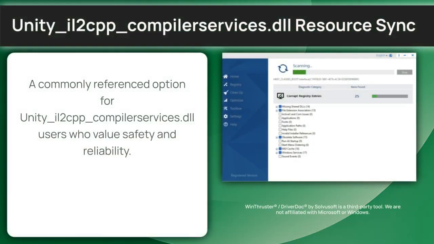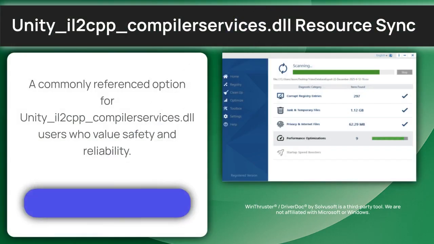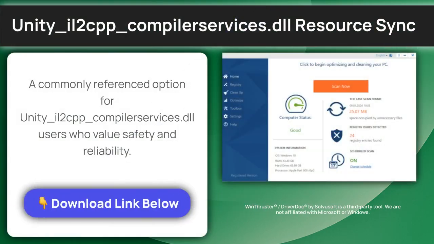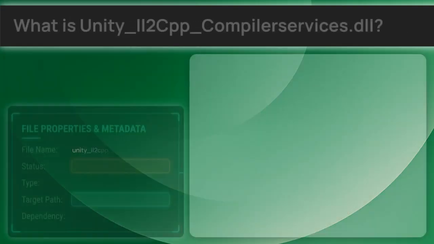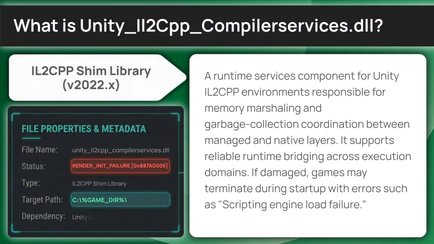To begin the walkthrough for Unity IL2CPP Compiler Services, you can choose the manual path or use a resource designed for environment stability. This is the Unity IL2CPP Compiler Services, a runtime services component for Unity IL2CPP environments responsible for memory marshaling and garbage collection coordination between managed and native layers. It supports reliable runtime bridging across execution domains. If damaged, games may terminate during startup with errors such as scripting engine load failure.